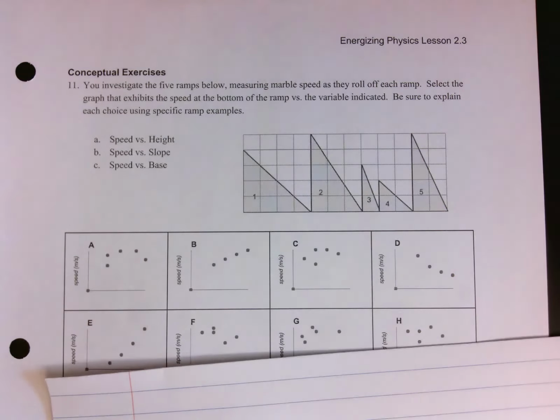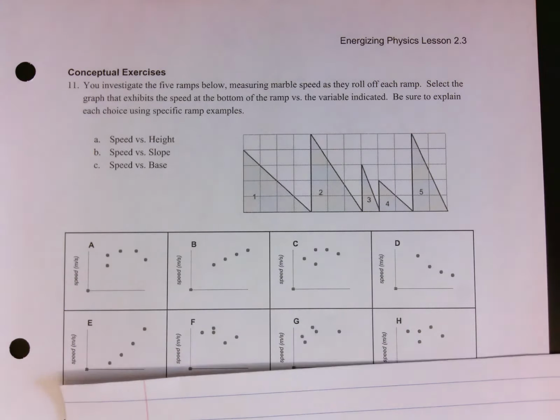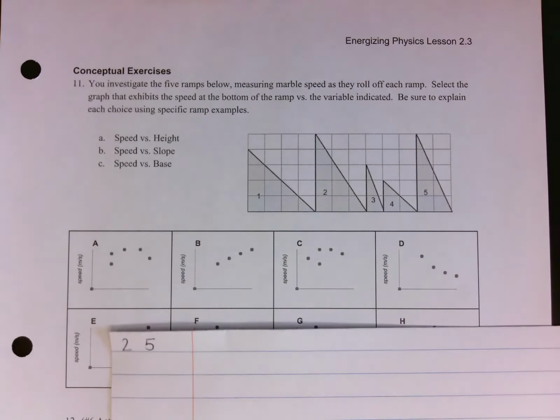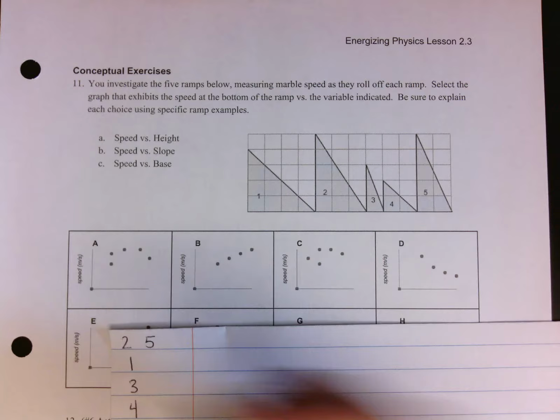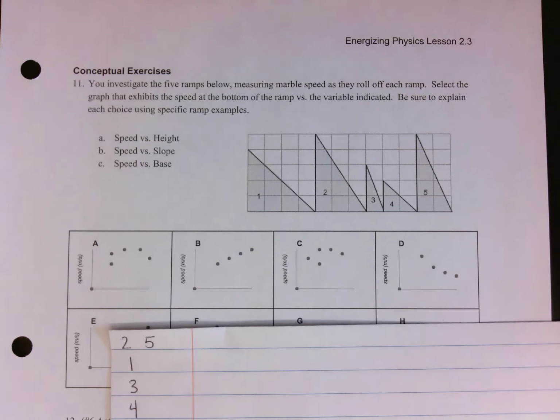For B, we are determining speed versus slope. So if we take our rankings from before, we know that 2 and 5 have the highest speed, followed by 1, and then 3, and then 4. So we can use this to help us with this graph later.